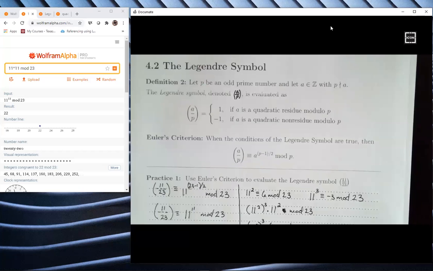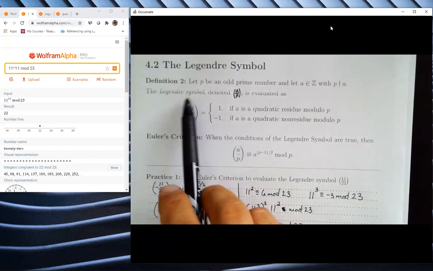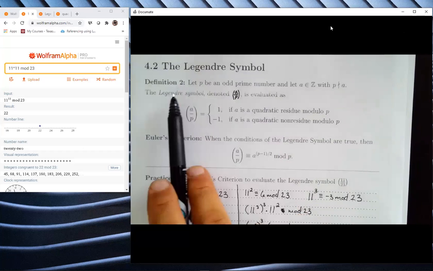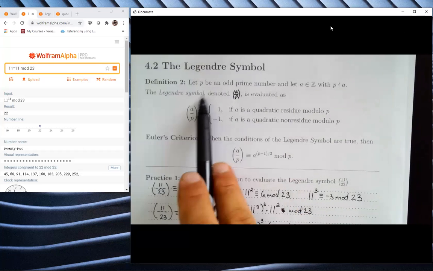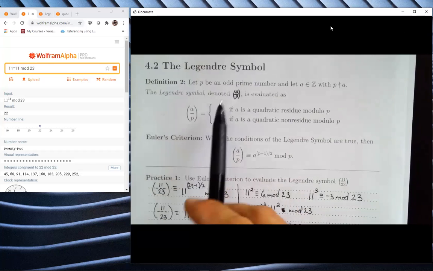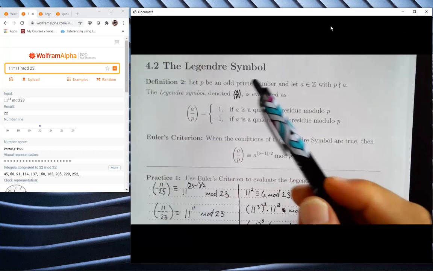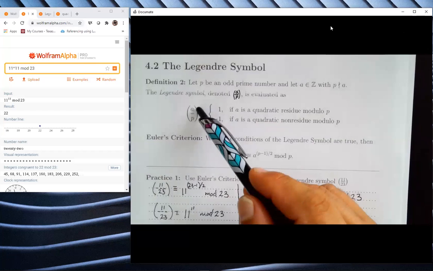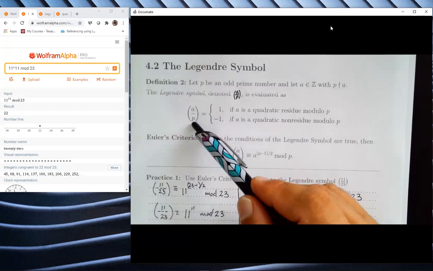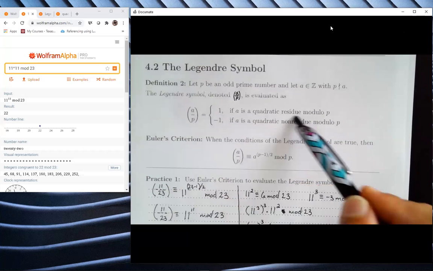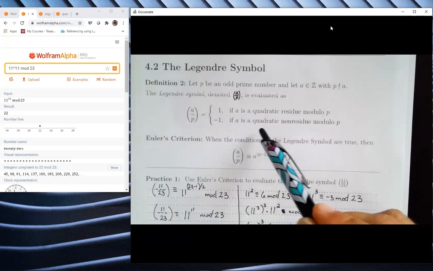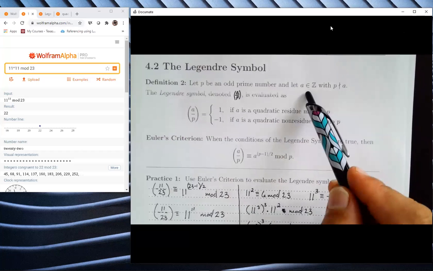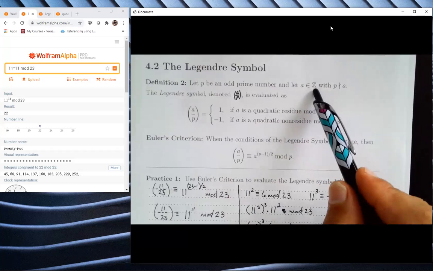In this video, we're going to do another practice on working with the Legendre symbol. We've talked about how the Legendre symbol is simply a notational approach to help us determine if a number modulo an odd prime number is a quadratic residue or a quadratic non-residue modulo that odd prime number, as long as a is an integer and p does not divide a.